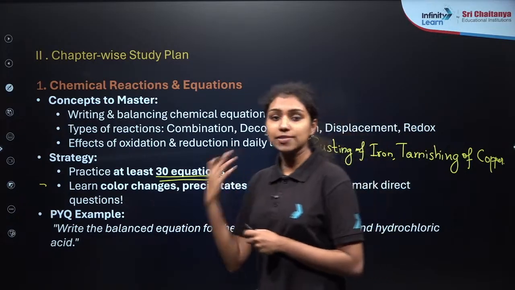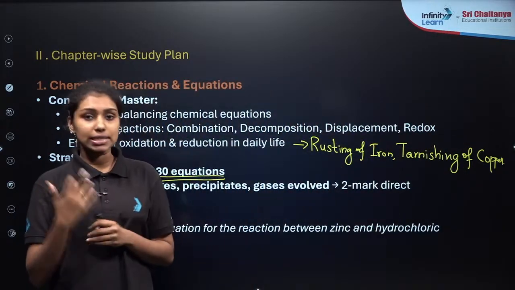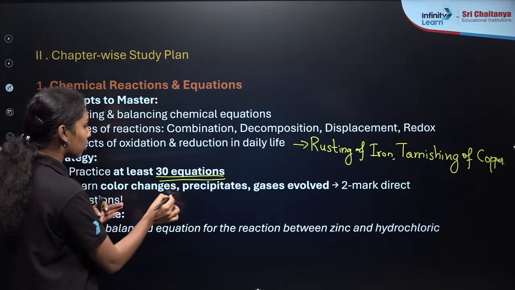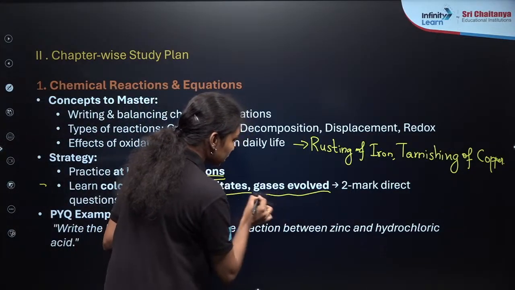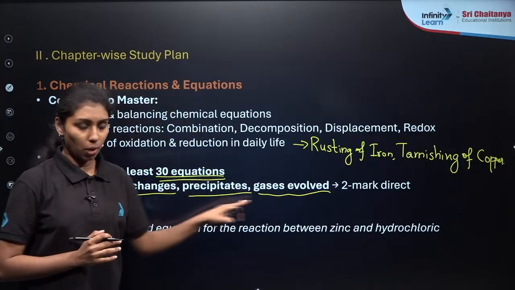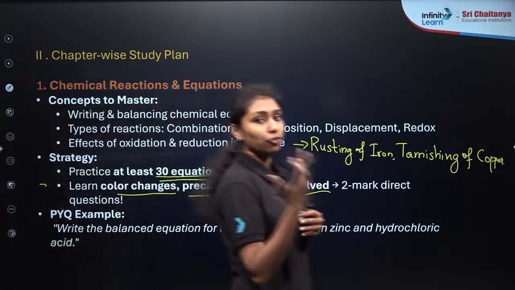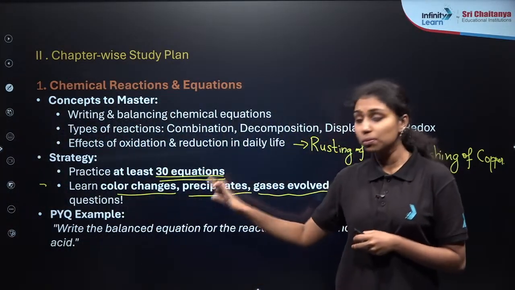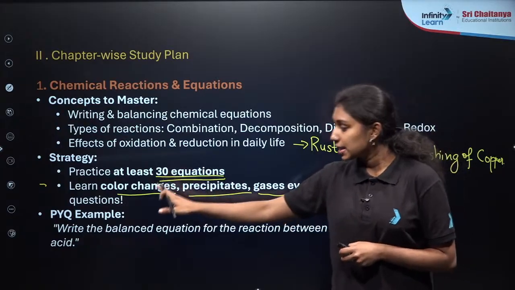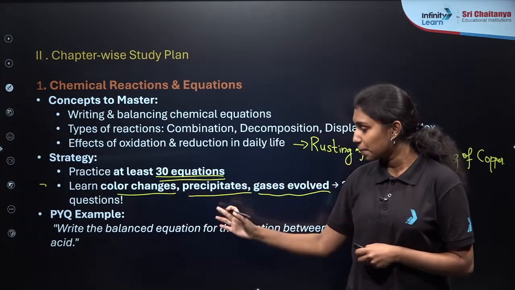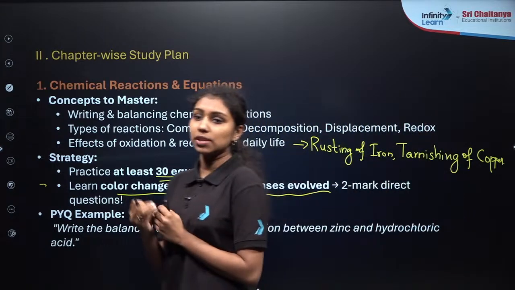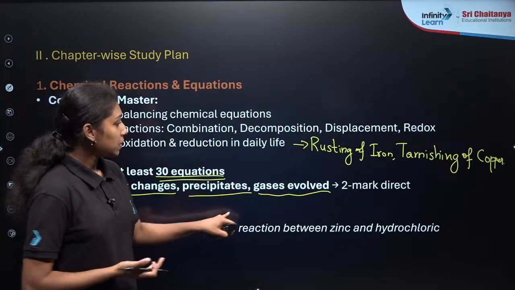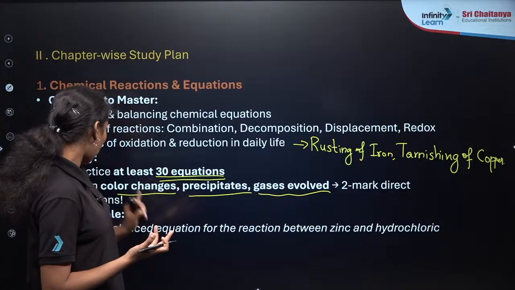Then, as we already know, in the case of chemical reactions, we will be discussing color changes, whether they are forming precipitates, gases involved, right? In general, they will be asking 2 marks questions directly from these topics. What are the chemical reactions, how are they forming? Along with the examples, you can expect more questions from these topics. Is there any color change happening? Is there any precipitate forming? Is there any gas evolving? That type of chemical reactions along with their examples are very important. So you can expect a 2 marks direct question from this important topic.